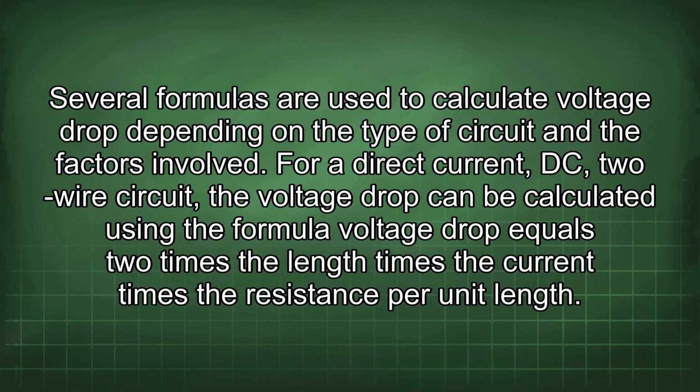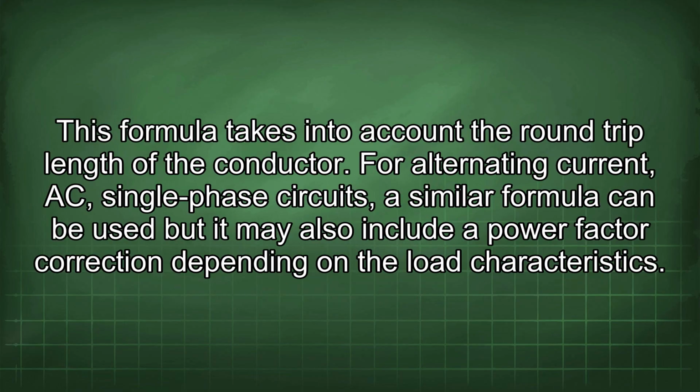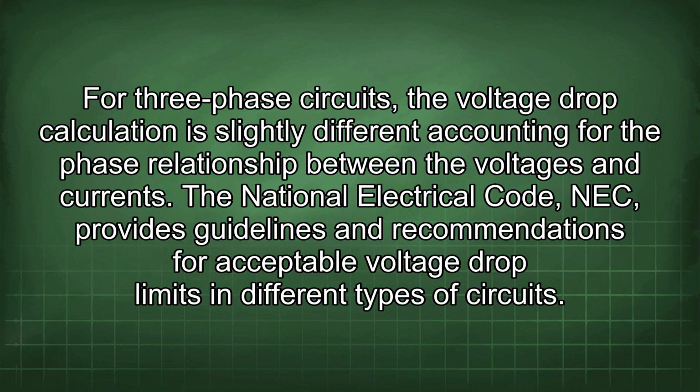For a direct current (DC) two-wire circuit, the voltage drop can be calculated using the formula: voltage drop equals 2 times the length times the current times the resistance per unit length. This formula takes into account the round-trip length of the conductor. For alternating current (AC) single-phase circuits, a similar formula can be used, but it may also include a power factor correction depending on the load characteristics. For three-phase circuits, the voltage drop calculation is slightly different, accounting for the phase relationship between the voltages and currents.